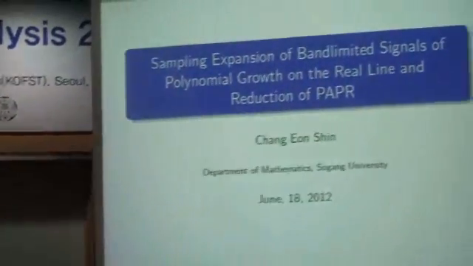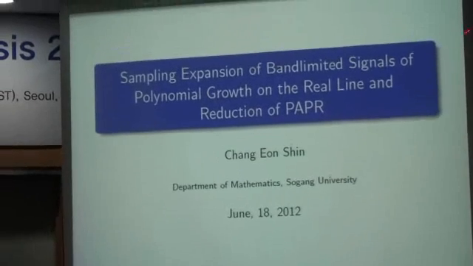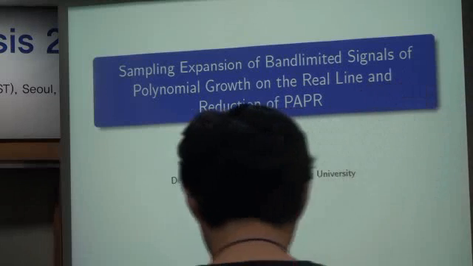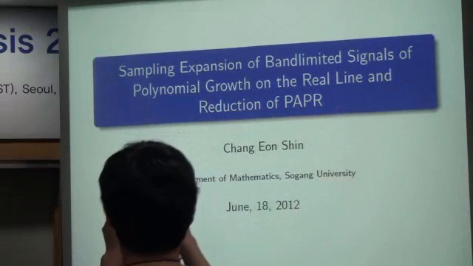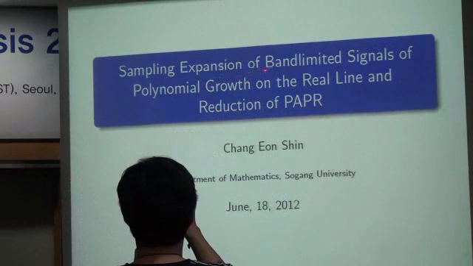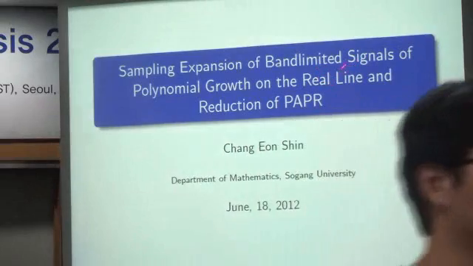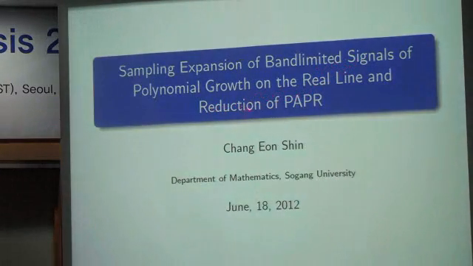of a polynomial growth on the real line and the reduction of PAPR. And the main topic is the reduction of PAPR. And this is a very important topic in telecommunication. And these two topics are related by one function, one signal. And using this one signal, we can expand the band-limited signal of polynomial growth just on the real line, not the whole space. And using this signal, I'm going to introduce a scheme for the reduction of PAPR.